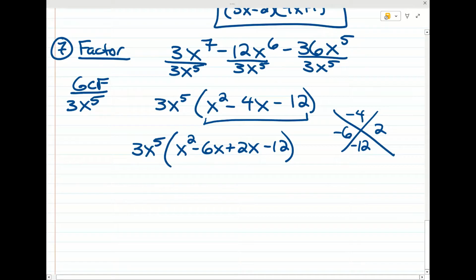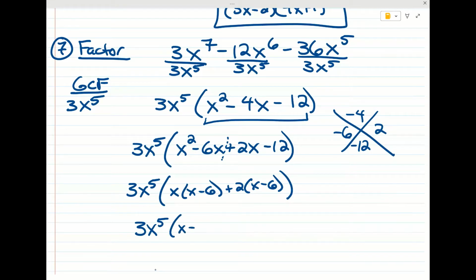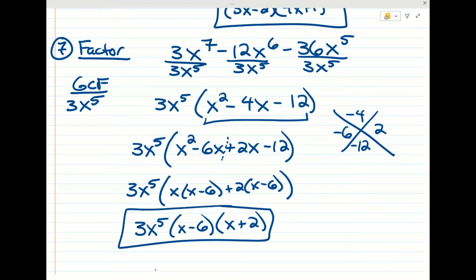And it's like the gift that keeps on giving. Just keep going here, take out an x. And we're left with x minus 6. Take out a 2, we're left with x minus 6. So when it's all factored out, you do have the GCF, but then you have x minus 6, and you also have x plus 2. That is completely factored.